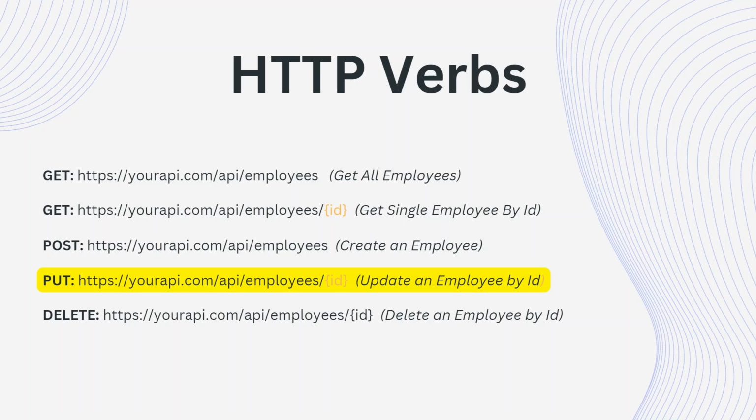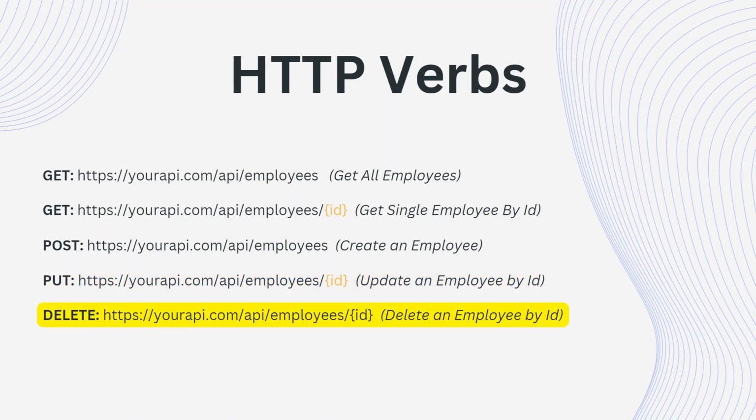After that, we have the PUT HTTP verb, which is used to update a resource. So similar to the GET, we first have to use a URI that uniquely identifies a single employee or a single resource. Then we will use the HTTP PUT keyword to treat this as an update action.